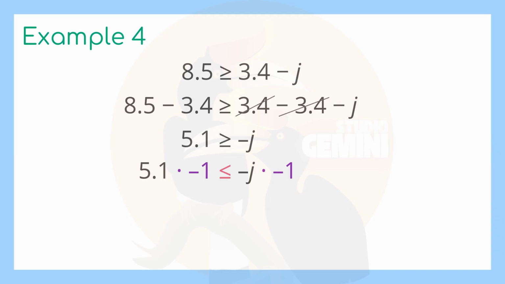So on the left, 5.1 times negative 1 gives us negative 5.1. And on the right, we get just positive j. So our final answer is negative 5.1 is less than or equal to j. Or j is greater than or equal to negative 5.1.